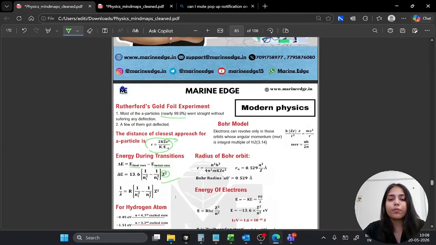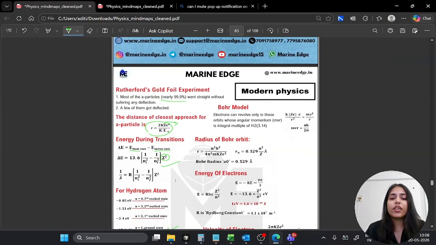All right. In Bohr's model, electrons were revolving only around the orbits whose angular momentum mvr is an integral multiple of h upon 2 pi, and this is the formula: mvr equals nh upon 2 pi. Now, what is the radius of a Bohr orbit? The radius of the Bohr orbit is given by this formula, and the easier one to remember is 0.529 into n square upon z.